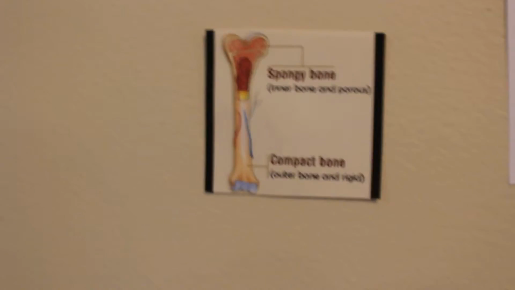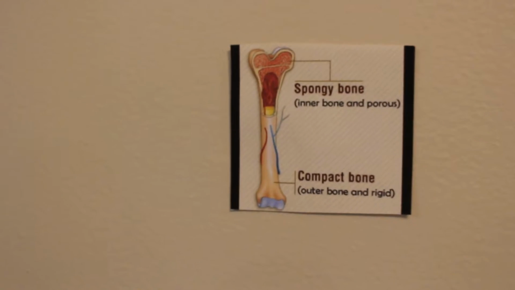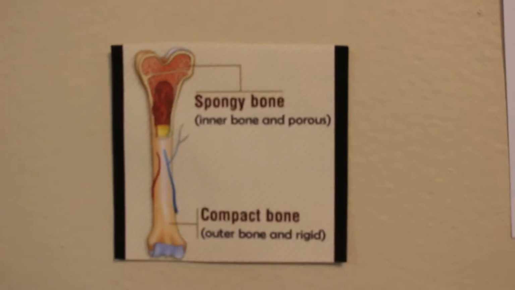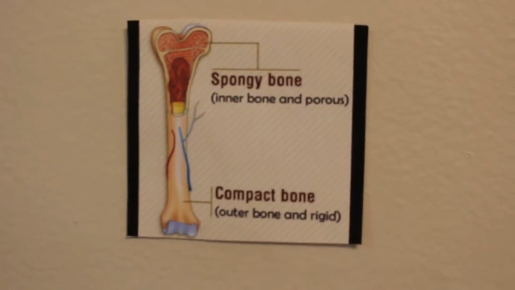This is for Show Me Unit 2. So I'm going to start out talking a little bit about the concepts of it. First I'm going to start off with talking about bone. There's different kinds of bone.